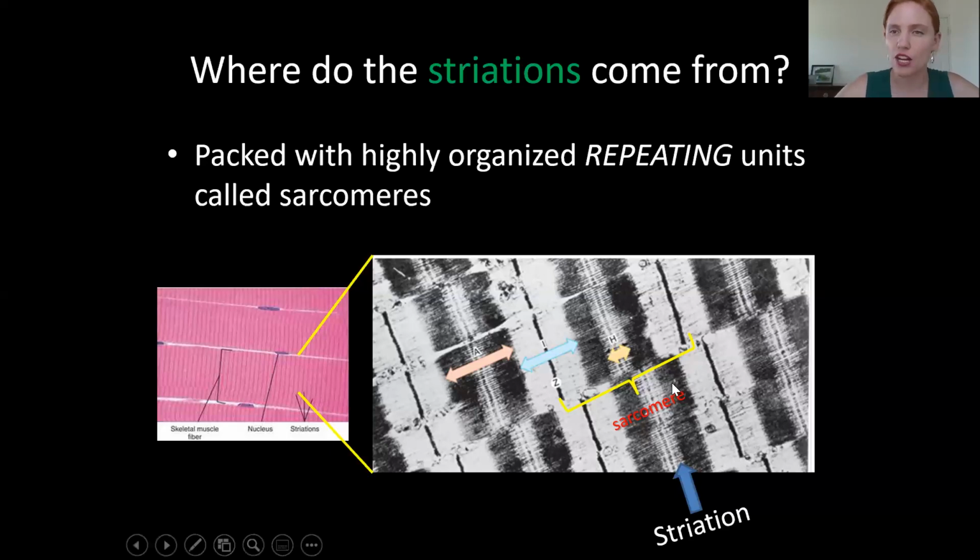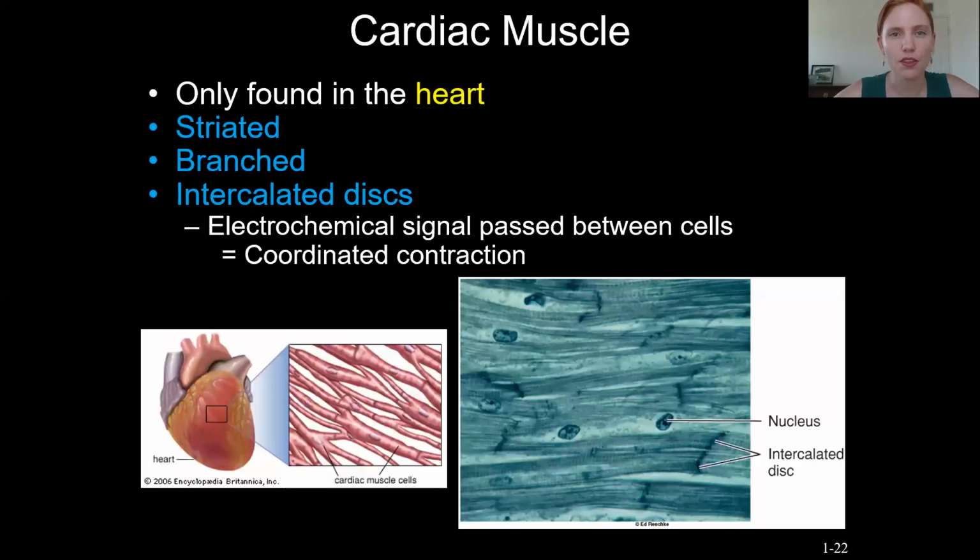Okay, for now I want you to have a generalized idea that the striations come from the sarcomere repeating units, but we're going to come back to this. Okay, so for now, skeletal muscle is striated. When you look at it under the microscope, here's 1, 2, 3, 4 cells, and each of those cells have those little stripes on them. It is striated.